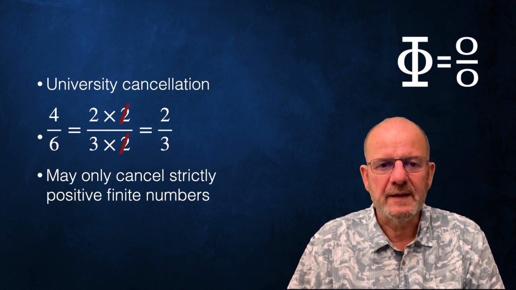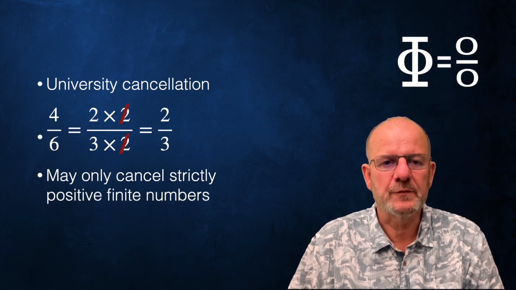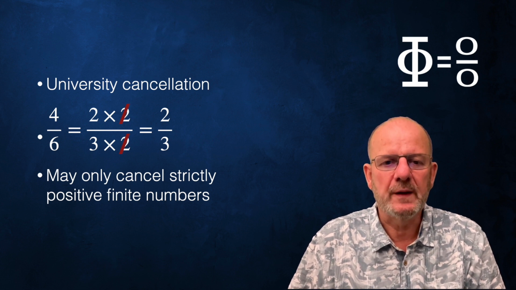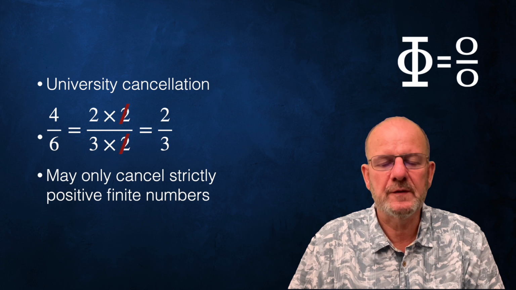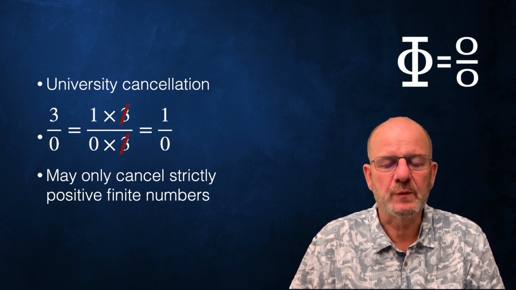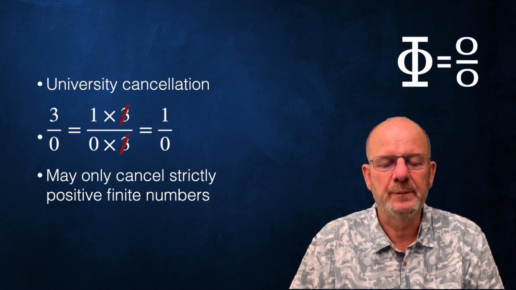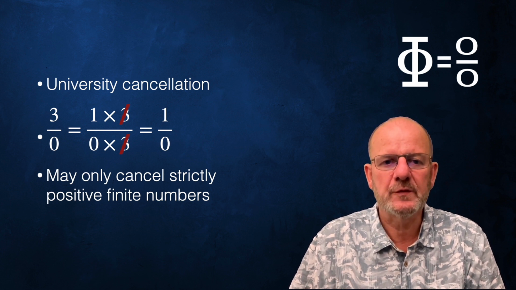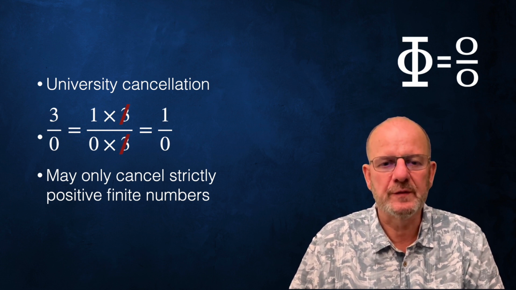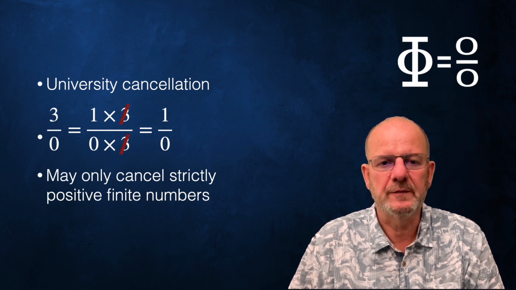In universities, cancellation is done like this. If you've got a frac term 4 over 6, you write down 4 equals 2 times 2, 6 equals 3 times 2, cancel the 2's and produce 2 over 3. You may only cancel strictly positive finite numbers. University cancellation works with frac terms like 3 over 0. You write down 3 equals 1 times 3, 0 equals 0 times 3, cancel the 3's and the answer is 1 over 0. You may only cancel strictly positive finite numbers.